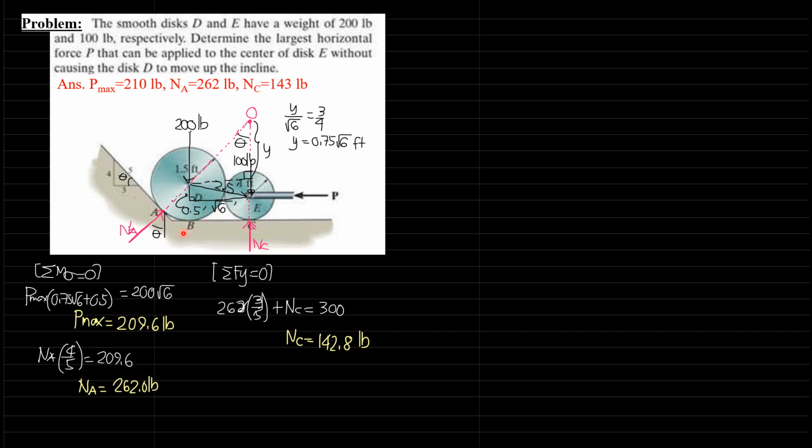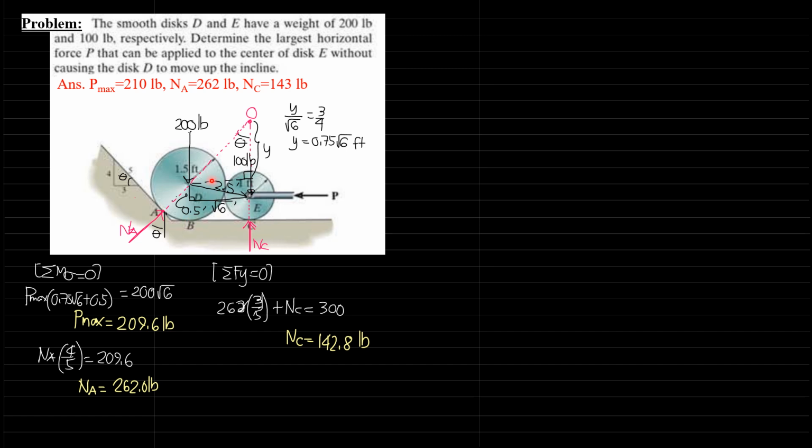Because if you cannot think of that, then you cannot solve this problem. Remember that when it is about to roll up, D should lose contact at B. So there's no normal reaction at B.